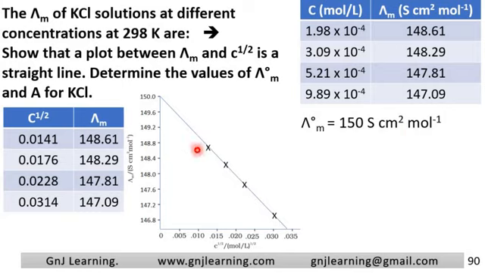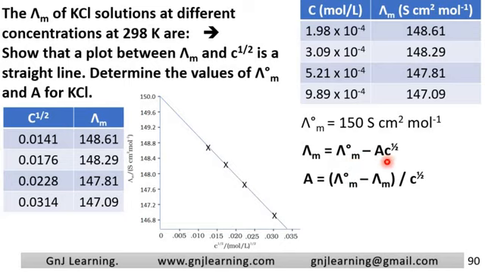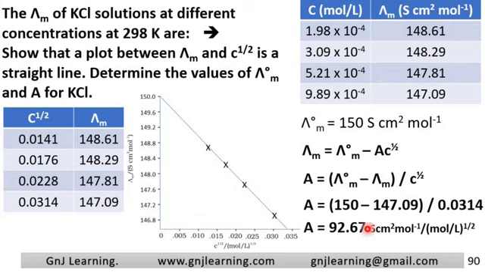How can I find A then? Using this straight line equation we saw in the last slide: lambda m is equal to lambda m0 minus A c raised to half. Rearranging, A is equal to (lambda m0 minus lambda m) divided by c half. Substituting 150 for lambda m0, I took this one to find A, 147 for lambda m, and its c half is 0.0315, and we get 92.67. So this is A.